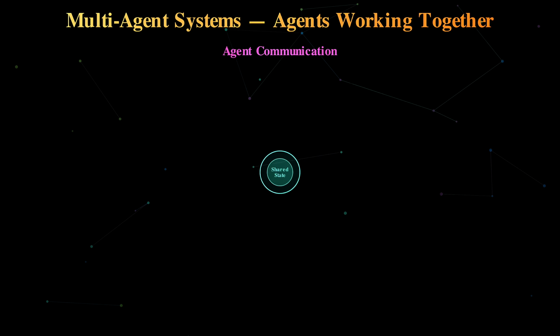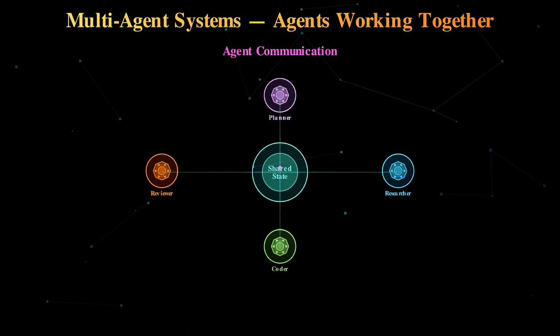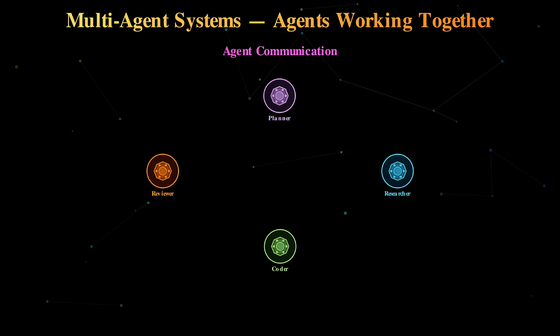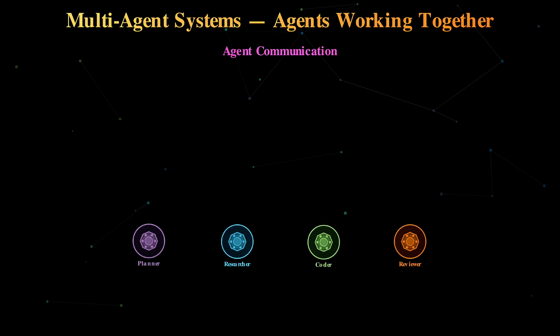The shared message history acts as the orchestration backbone. Each agent reads relevant messages from the history to understand its current task and the team's progress. This is often implemented as a shared state object, a central message store that all agents read from and write to. A key design challenge is context management across agents.